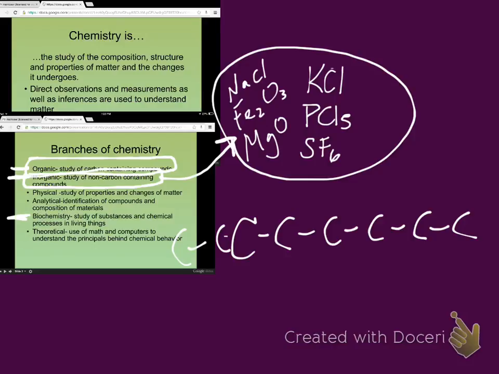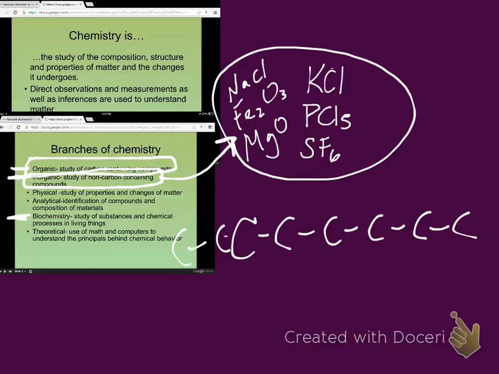Gasoline, diesel fuel, heating oil, propane. If you've got propane tanks at home for either grilling or heating your house or for the stove. Butane. If you've ever seen a Bic lighter, any liquid fuel lighter, that's a butane lighter. So these are carbon-containing compounds. So when we're talking about carbon-containing compounds, we're talking about really centered on carbon.